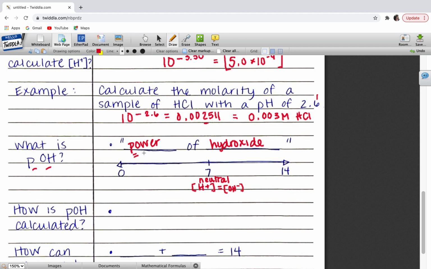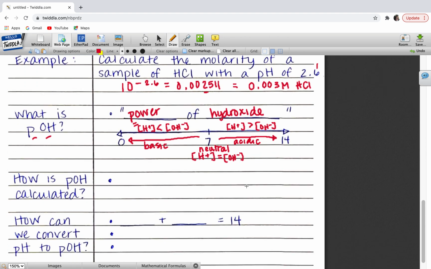So they're the same. However, anything less than 7 on the pOH scale is actually going to be basic, because you have a greater amount of hydroxide than hydrogen. Anything greater than 7 up to 14, and again, the range is from 0 to 14, that means that it's going to be acidic, and your hydrogen concentration is greater than your hydroxide concentration. So it's flipped around. Okay, so anything less than 7 on the pOH scale is basic. Anything greater than 7 on the pOH scale is going to be acidic.